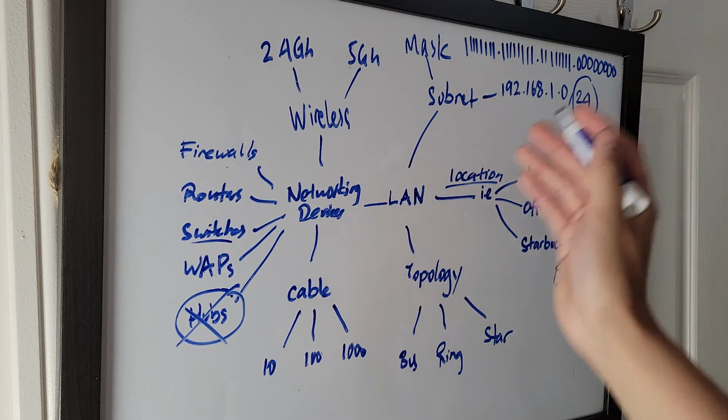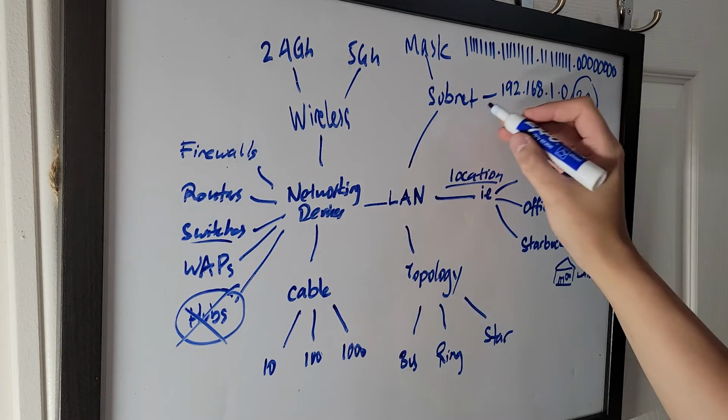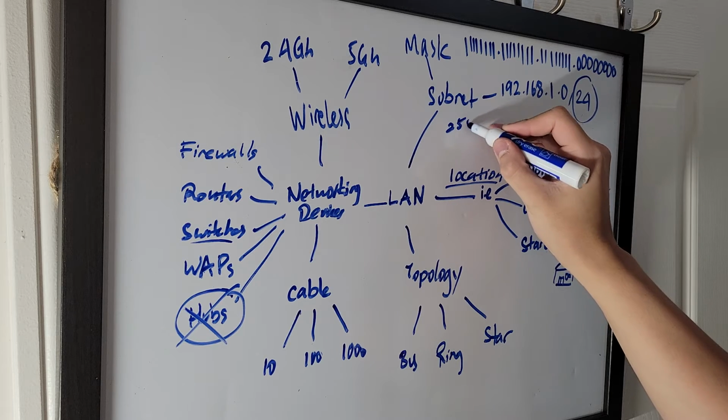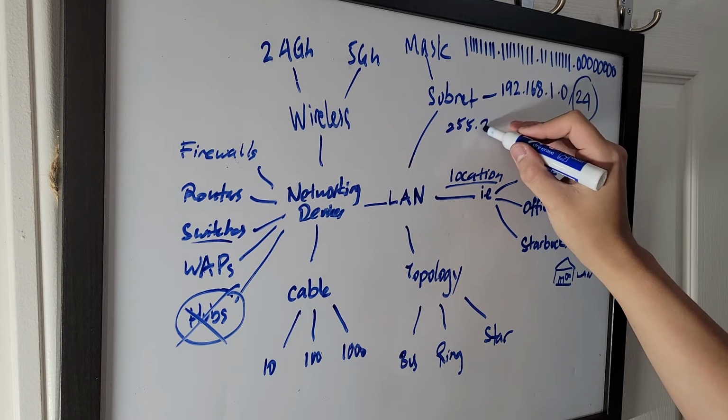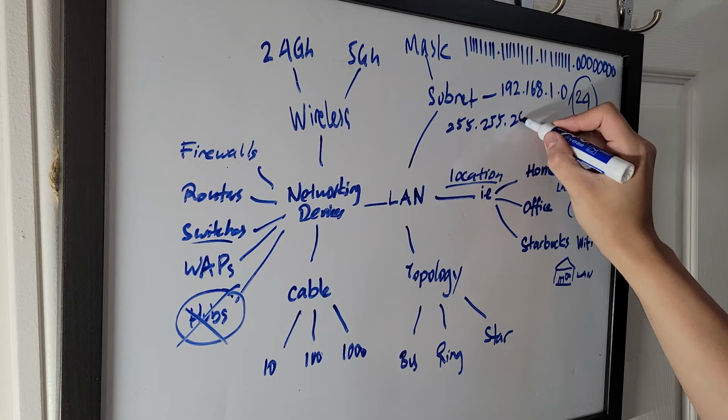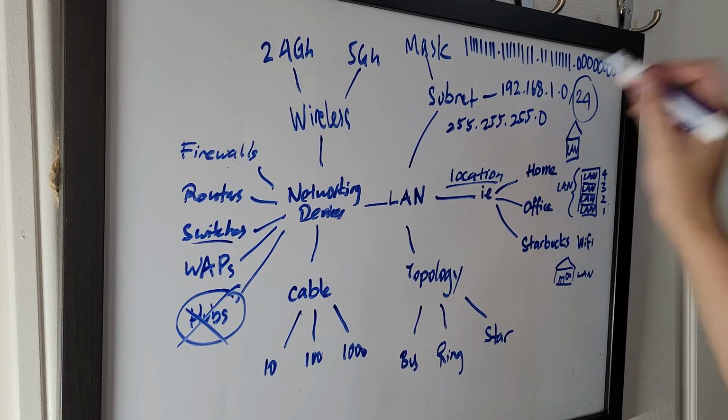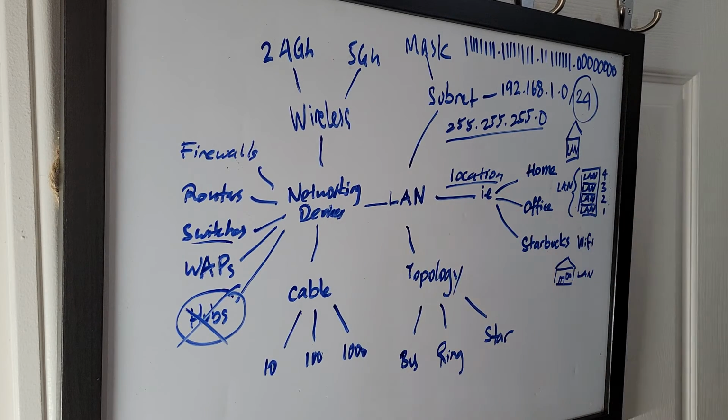If we're looking at it in decimal, we're looking at 255.255.255.0. This would be the subnet mask if it's in decimal. If it's in binary, this is what it's going to look like.